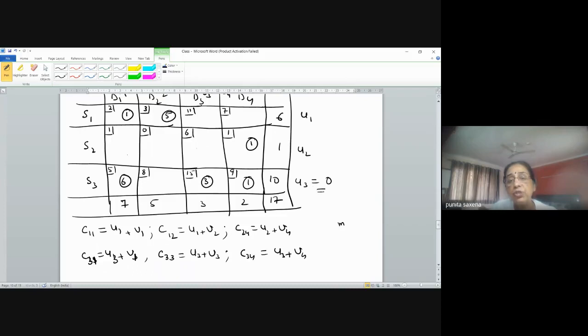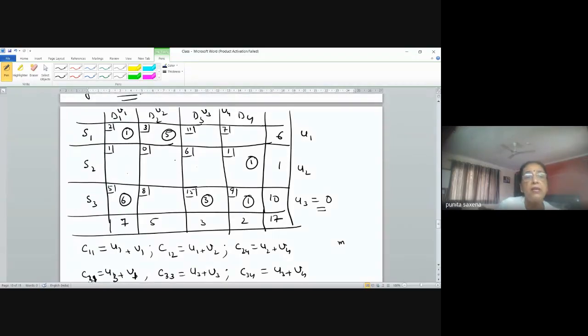Now see, we have put U3 equal to 0. How much is C31? 5. So that means 5 is equal to 0 plus V1. Is that okay? So this means that your V1 is 5. So I can write my V1 5 here. Similarly, come to C33. U3 is 0. That means how much is C33? 15. So that means your V3 is 15. Similarly, C34, how much is it? 9. And since U3 is 0, that means your V4 is 9.